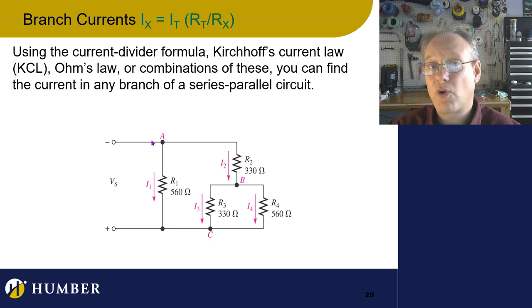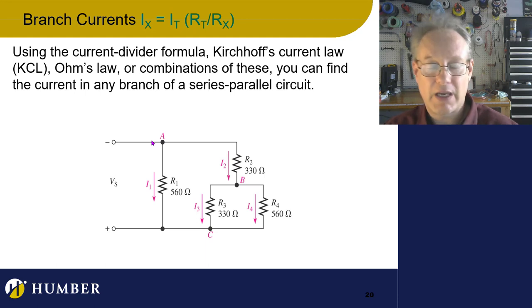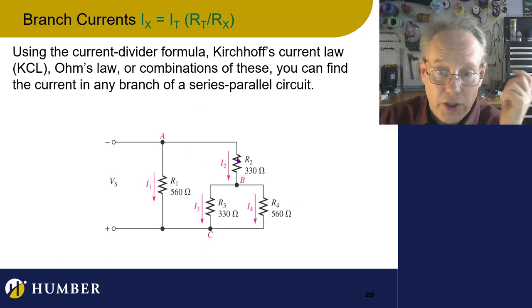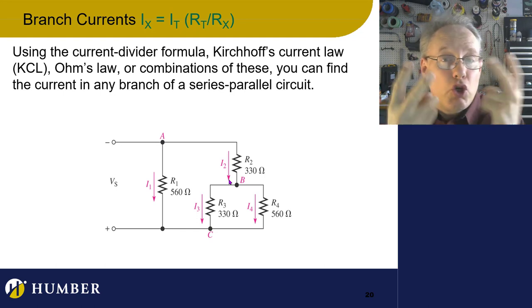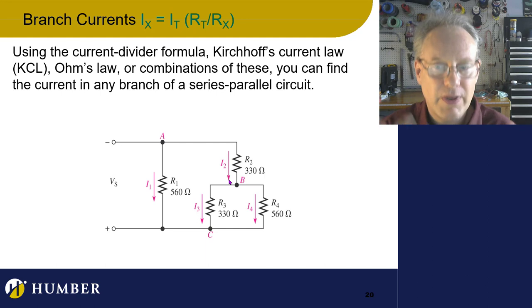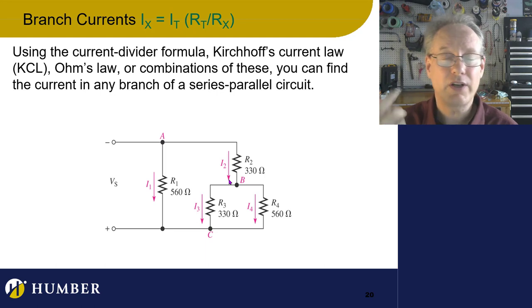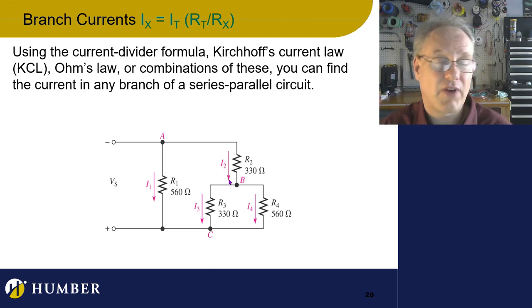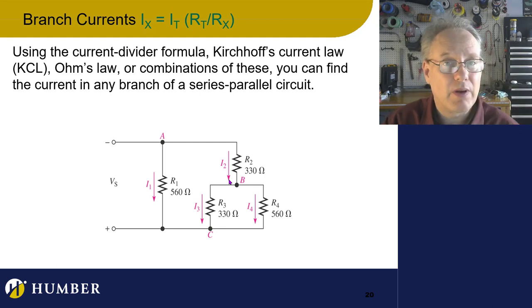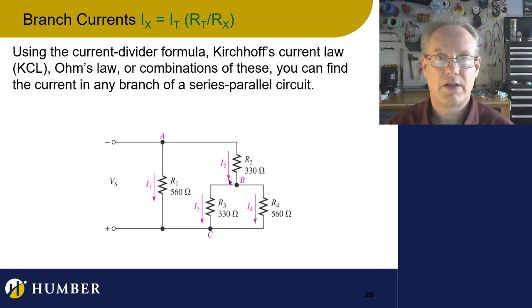I know that R3 and R4 are dividing I2. Okay, get this. The current here, I2, is being divided up amongst two resistors, R3 and R4. So if I knew the total resistance of those two resistors, and the current going into those two resistors, I can use the current divider formula to figure out how those two resistors divide up the current. So with that said, this is the basic formula for the current divider. It does not change at all, except the things I put in here are going to change.